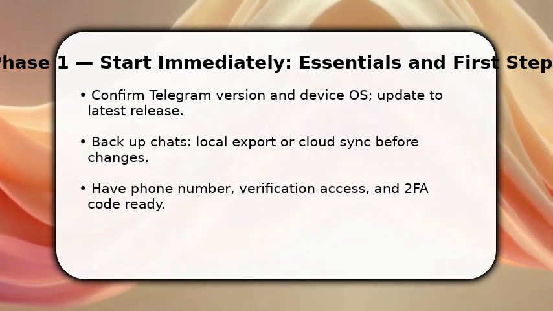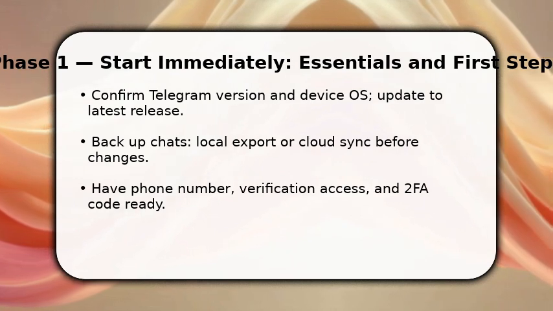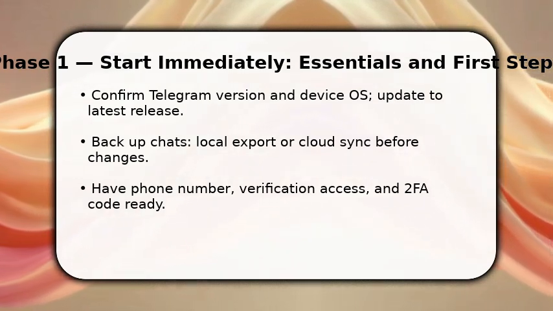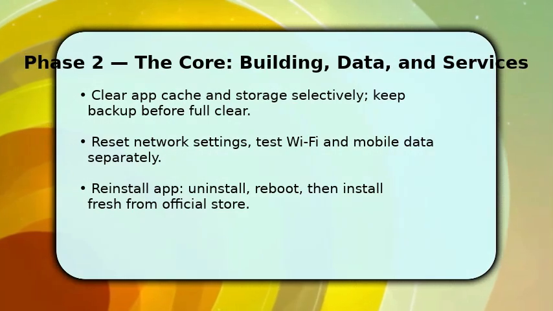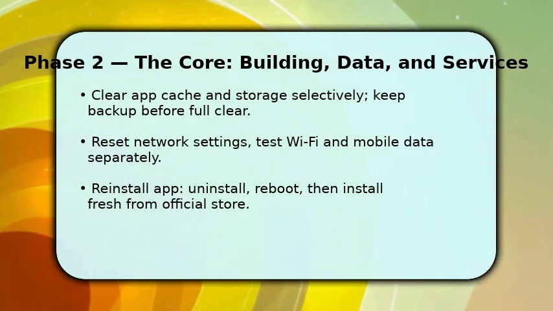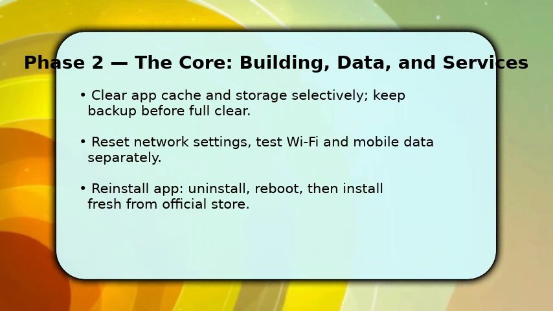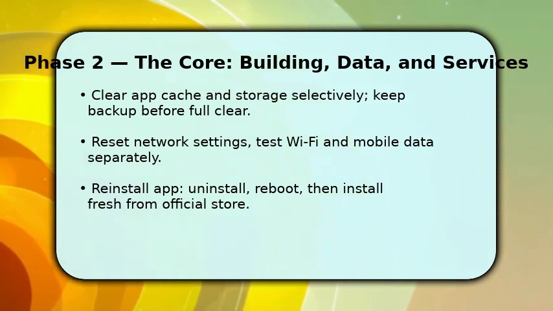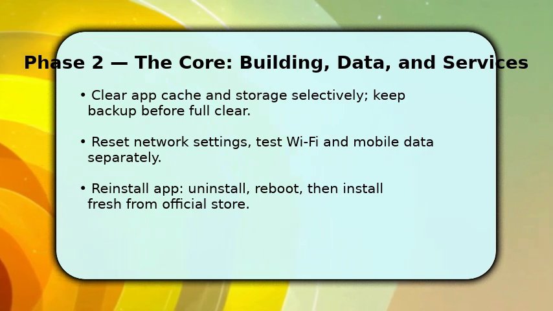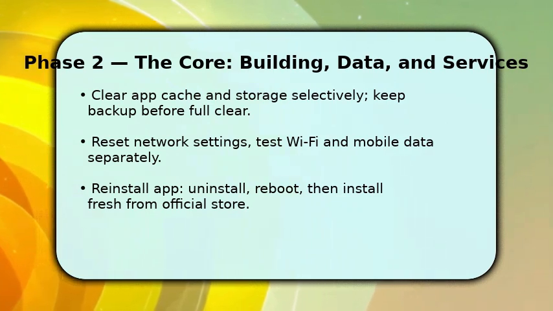Once done, close Telegram fully and reboot the device to clear transient issues. This prevents cached errors during the repair. You now perform the core fixes. Clear Telegram cache first and only clear storage if you backed up chats. This removes corrupted files. Next, reset network settings and test Wi-Fi versus mobile data to isolate connectivity problems.